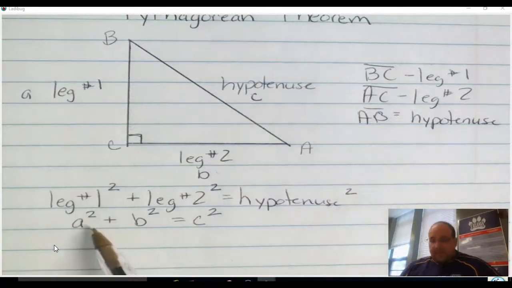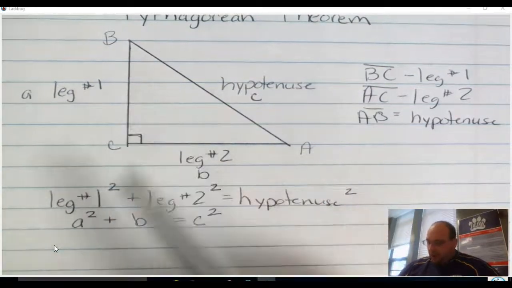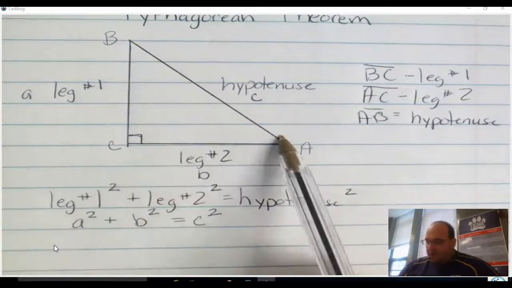So the Pythagorean theorem states that if I take A squared, I take this side length and square it, and I add it to this side length and square it, I will get the total of this side length squared.